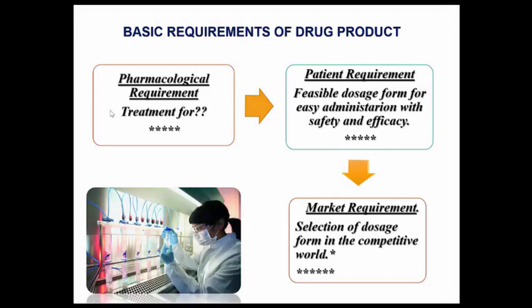So in pharmacological requirement, it is for what? You use this drug for treatment of what? Diabetes is there. Nowadays, so many, around 35 to 40% of the Indian population are suffering from diabetes. So a diabetes product is there. So many diabetic patients are there. If you use this medication in diabetic patients, so many side effects will be there, right? So specific.